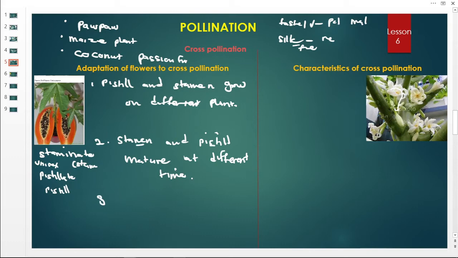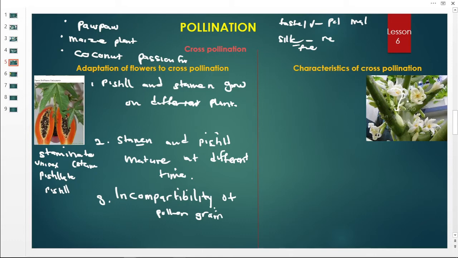Number 3, there is what we call incompatibility. This word incompatibility comes from the word compatibility. So incompatibility of pollen grains. What does this word mean? It means failure of these pollen grains to germinate.